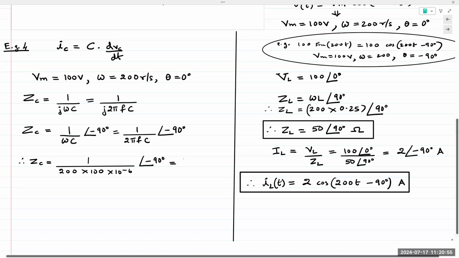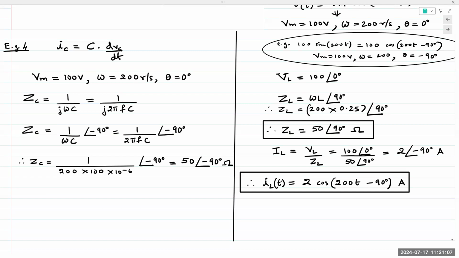This gives me a value of 50, angle of minus 90 ohms. Okay, ohms. Always keep that in mind. Even if the answer includes degrees, the overarching units for that quantity would be ohms.